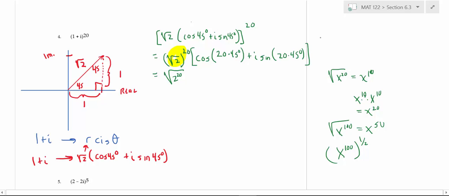Technically, if you had the square root of 2 to the 3rd power, all that means is this. So that is the same as the square root of 2 to the third. It gives the same result. Okay? And then what I'm going to do on this is I'm not going to multiply that out.